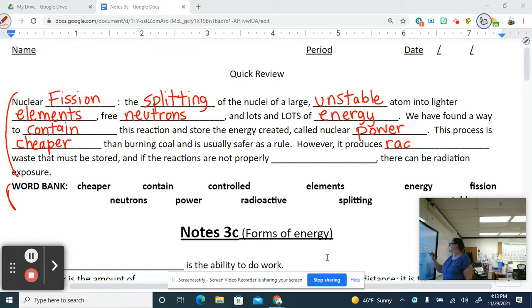However, it produces radioactive waste, which must be stored. And if the reactions are not properly controlled, there can be radiation exposure. Pause that, make sure you got it right. I'm going to move on.